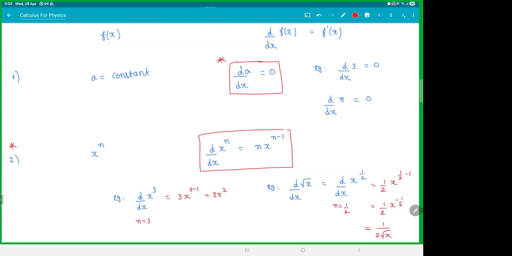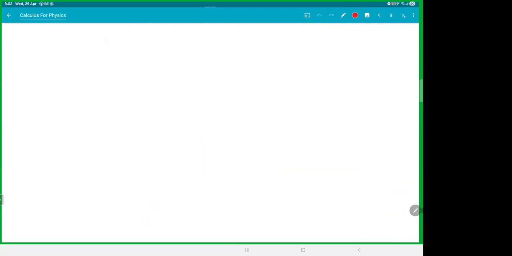Clear? Can I go ahead? Next thing, the third formula. Any doubts on this? So you can just note down the main formulas there.